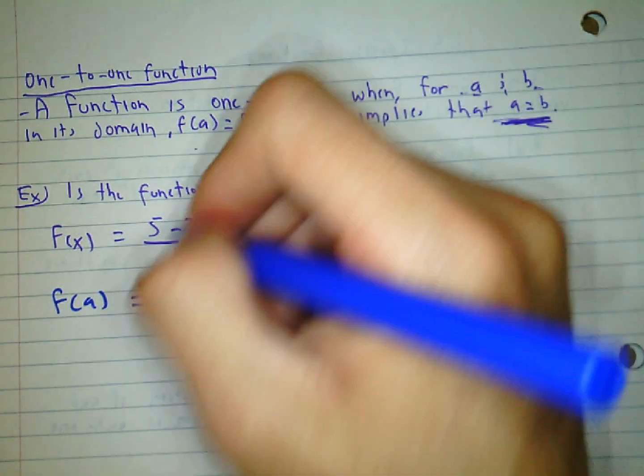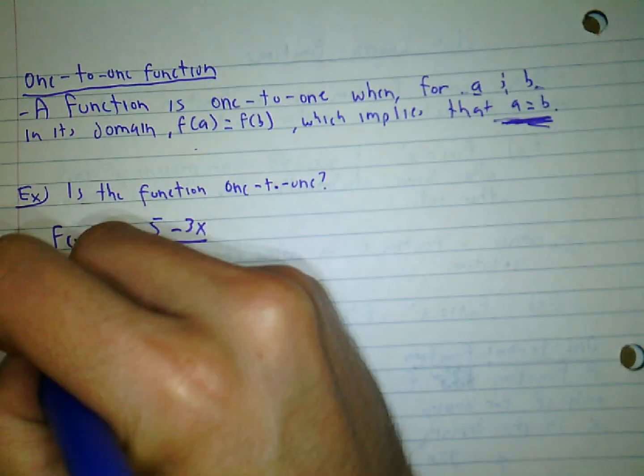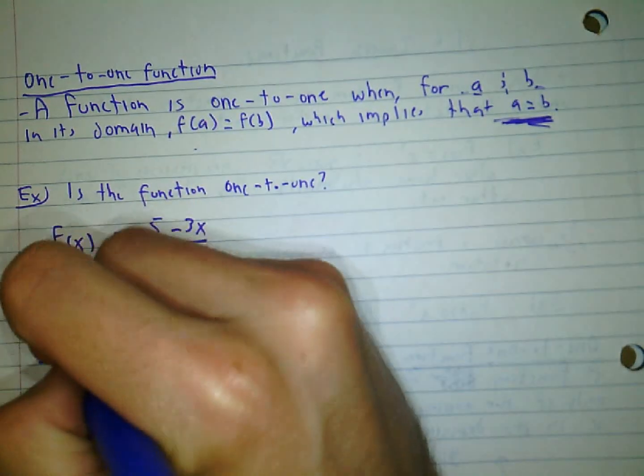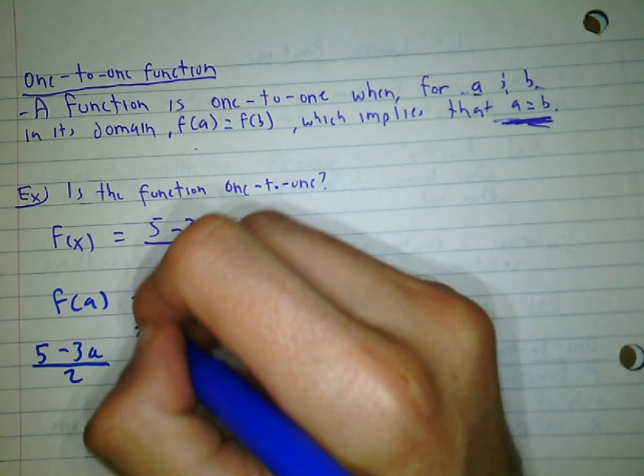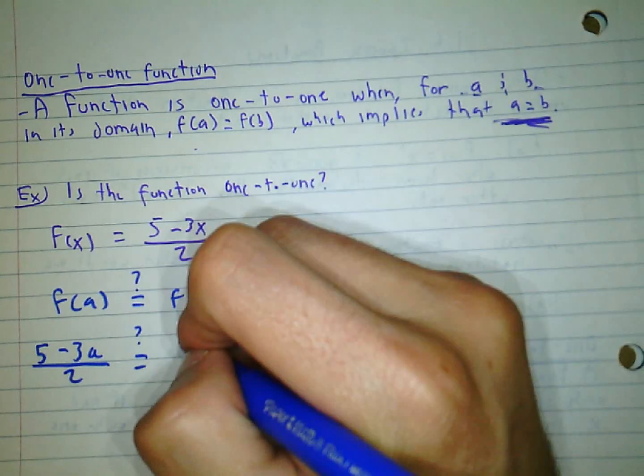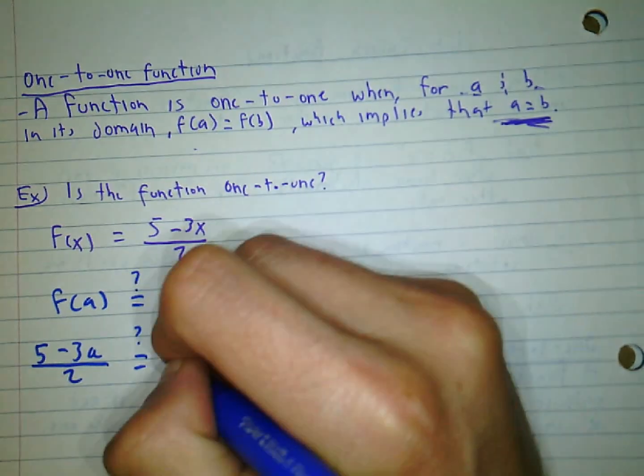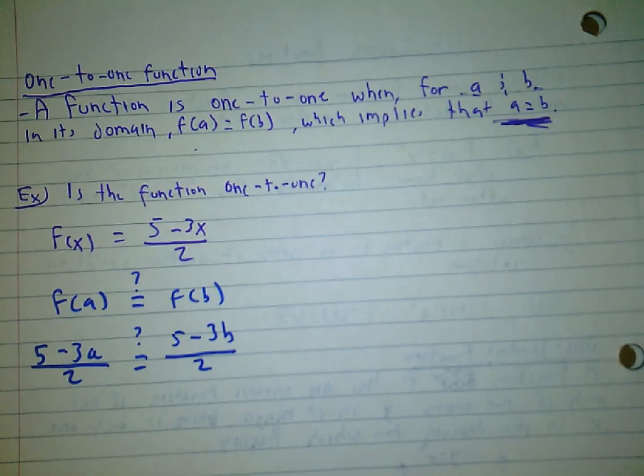So that's what we're going to do. We're going to plug in a first. So we're going to have (5 - 3a)/2. Is that equal to, so I'm going to question it, (5 - 3b)/2? Okay, so now we're going to solve this.